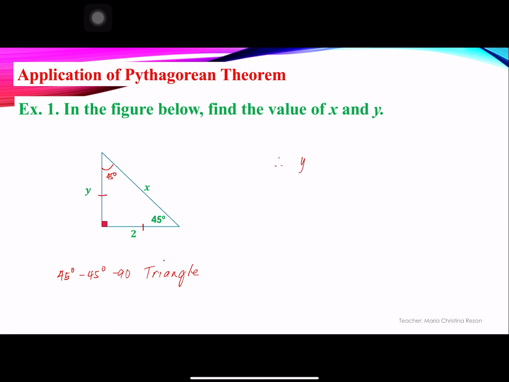Therefore, you will say that y is equal to 2. And what about the hypotenuse x? This is your hypotenuse, or the longest side. The longest side is just square root of 2 times the leg, so x is equal to square root of 2 times the leg, which is 2 square root of 2, and that is your x. So this is now your answer. Then let's proceed.